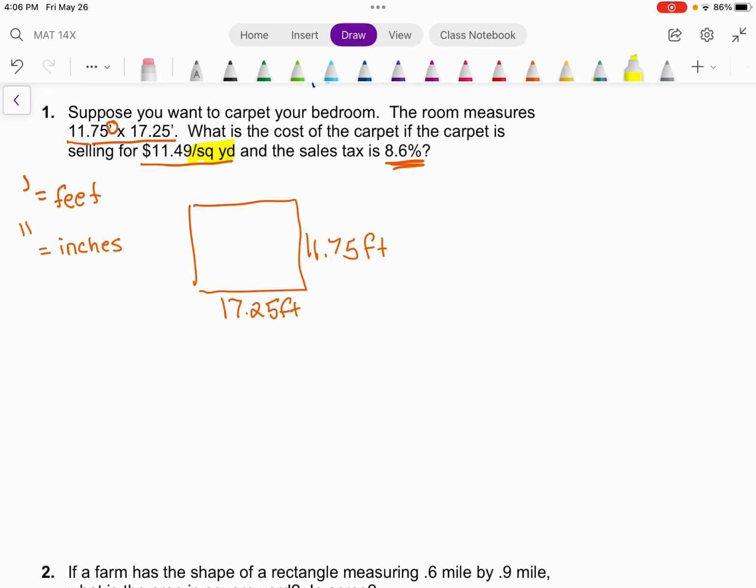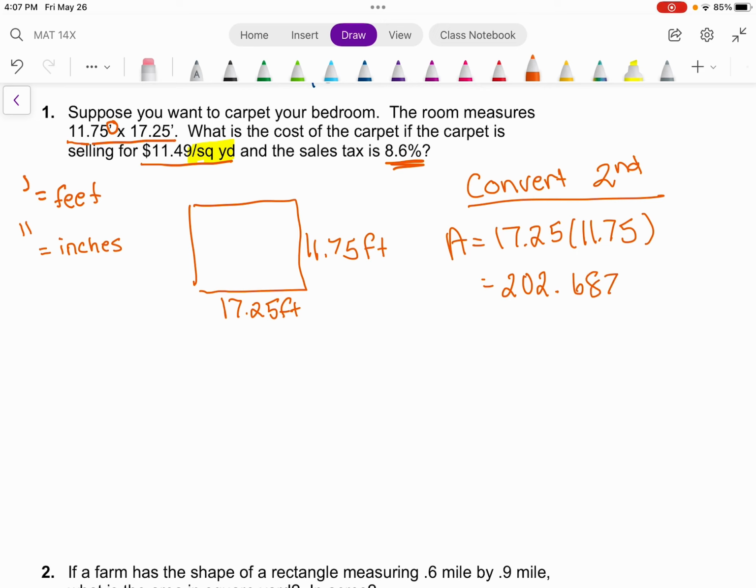What I would do is I would start by finding the area. And the area would be 17.25 times 11.75. And I already put this in my calculator. That would come out to 202.6875 square feet. All right, but I don't want square feet, I need square yards. So this is where we might go to our unit converter calculator.